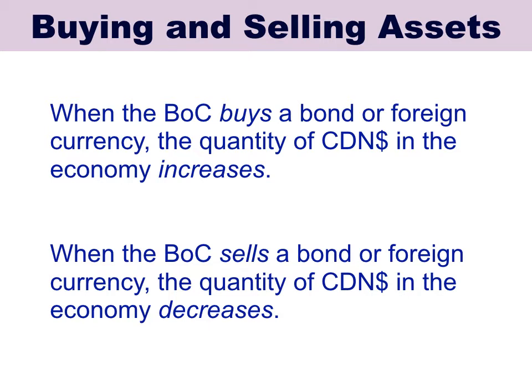And vice versa, when the Bank of Canada sells something, they're going to sell it for Canadian dollars. Right? So the Bank of Canada sells something, and they get in return Canadian dollars, which means that the Canadian dollars are going into the reserves of the Bank of Canada, and therefore those dollars are no longer in the economy. So the money supply in the economy has decreased. Buy something, money supply goes up. Sell something, money supply goes down.